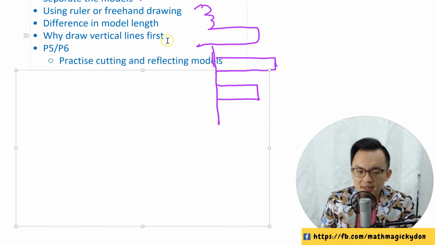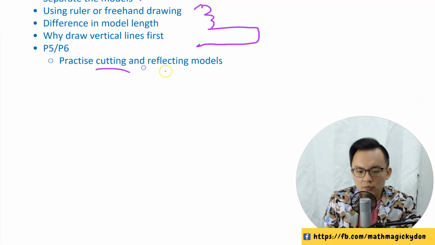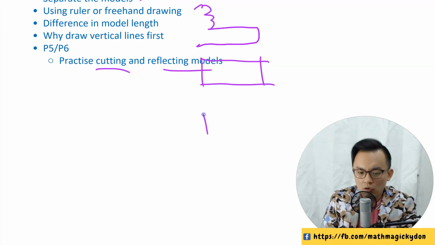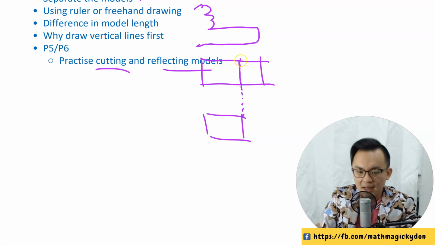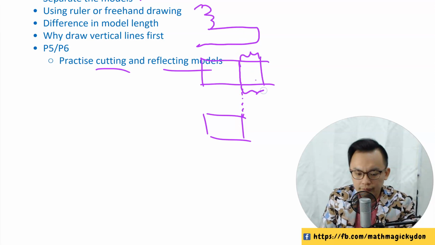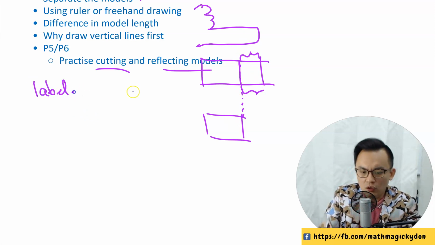And for P5, P6, we talked about cutting and reflecting models. So make sure that you cut your models correctly. When you draw your models, and then you draw the other one, and then when you cut, make sure you use a ruler, cut it over here, and then draw the dotted line down. And then label the top, label the bottom. Oh yeah, I also have one more, the labeling.